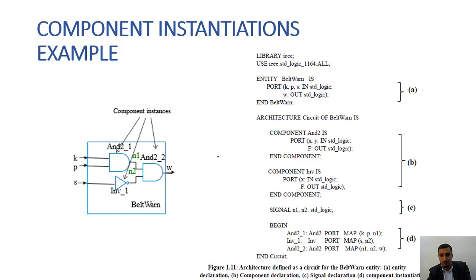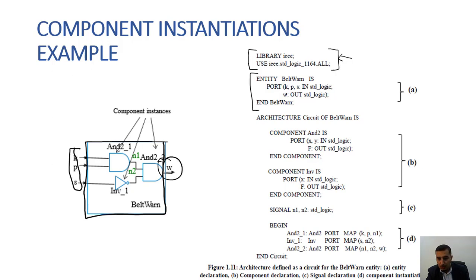So this is the program. First of all, library IEEE, use IEEE.std_logic_1164.all. This is all standard. This you have to memorize and you need to know. Next is our entity. Our entity is basically defining this box over here. This box will have 3 inputs of type std_logic and 1 output. So you have S, P, and K as our inputs, and they are all std_logic, and we have 1 output, which is W. Then we have our end entity. So this is all done.